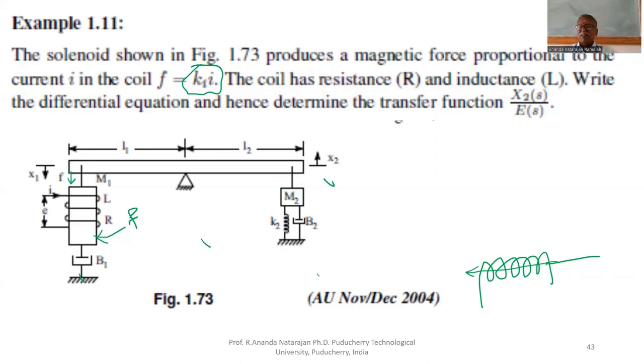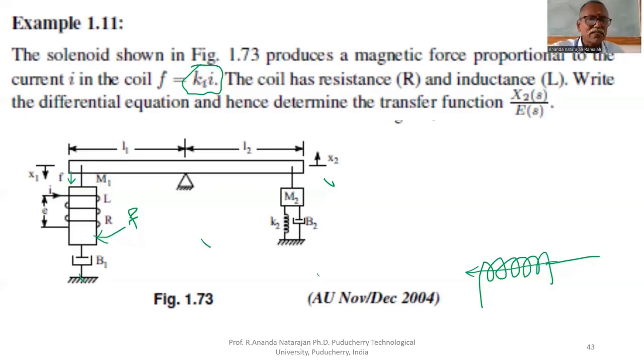The coil has an inductance of L, resistance R. This is a property of the coil. The coil develops a force F. The coil takes a voltage of E of t. The current through the coil is I of t. The inductance of the coil is L. The resistance of the coil is R. The force developed is F. The force is equal to K1 times I, where I is the current through the coil. That's all. Instead of giving simply force, it is given like this to make you confused.